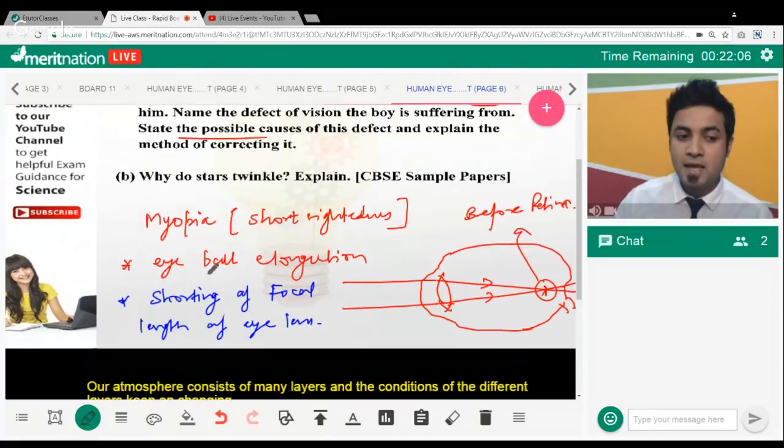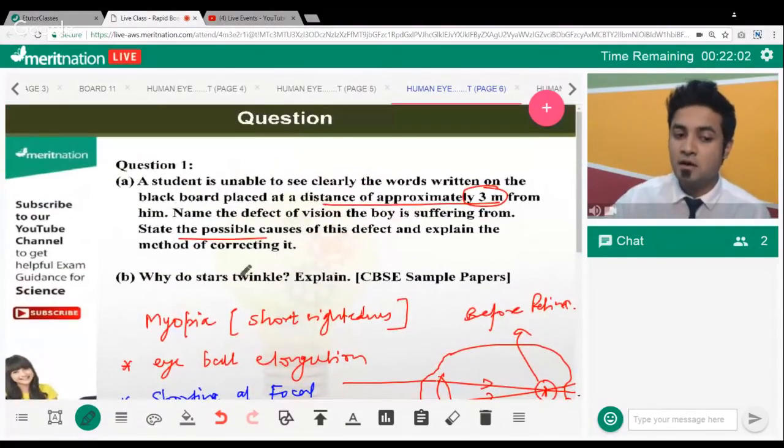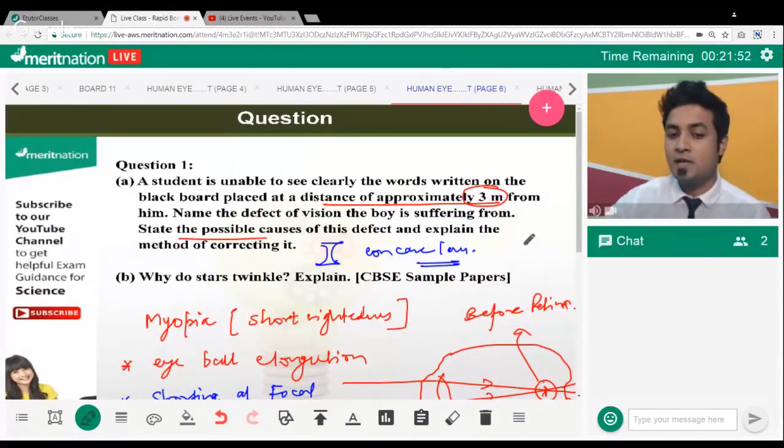And yes, which lens is going to correct it? Again, we have to use the concave lens, and its power is going to be negative. Can you tell me what would be the power for this particular one? That is going to be minus 1 by 3 meters, because the focal length is going to be 3.